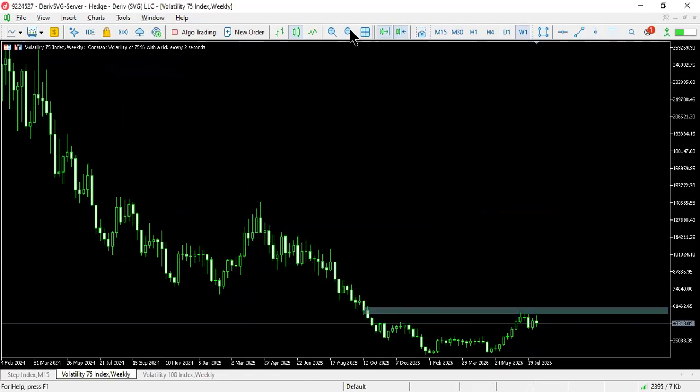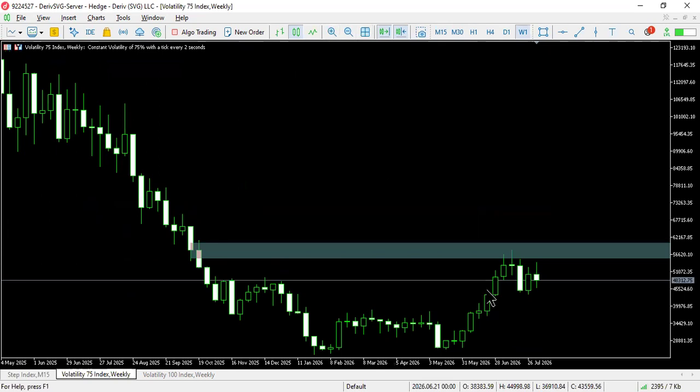That supply zone where the buyers had control, and then a doji formed, and then a confirmation candle that is a bearish engulfing to indicate the sellers are indeed into this market, and we are going to be looking for selling opportunities until that level there.